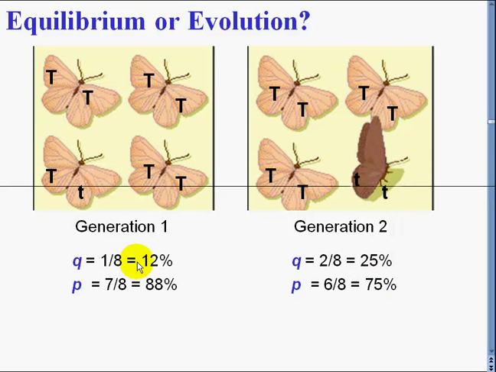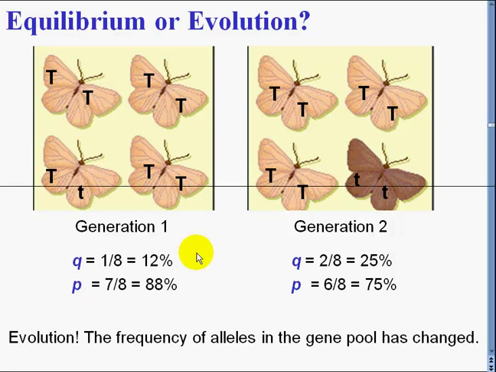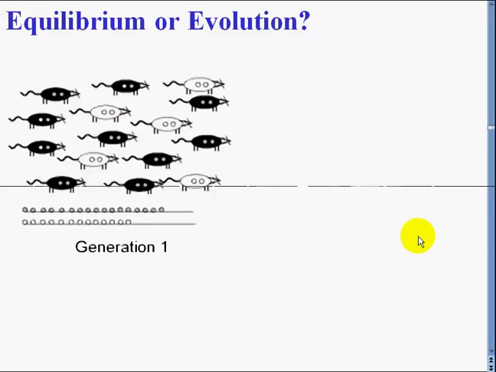Because the frequencies of Q and P have changed from one to the next, we can conclude that evolution has occurred. It didn't result in an entirely new species, but the basic definition of evolution is a change in frequency of alleles, so something happened here, perhaps mutation, perhaps migration, that affected the allele frequencies.